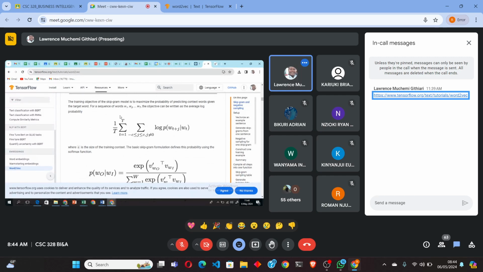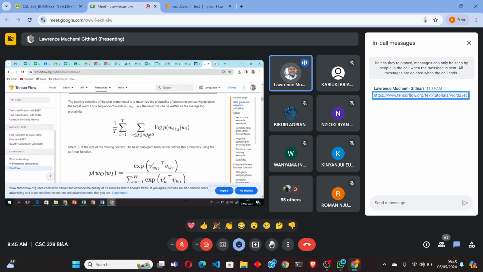This is simply the training objective. If you are training, what are you maximizing? The training objective in the skipgram model is to maximize the probability of predicting context words given the target words. For a sequence of words W1, W2, up to WT, the objective can be written as the average log probability: 1 over T, the summation from t equals 1 to T, where T is the total number of words.